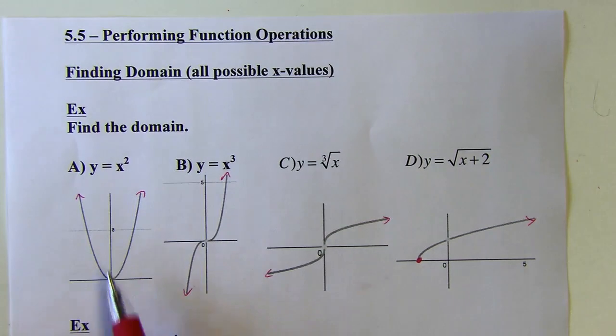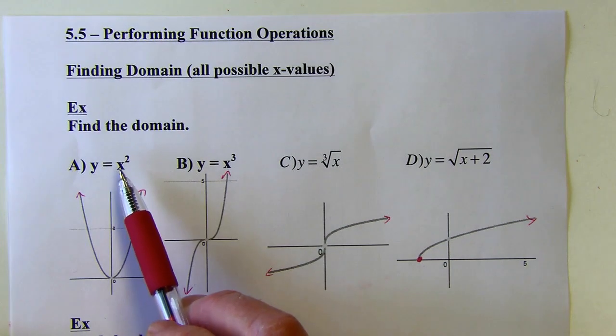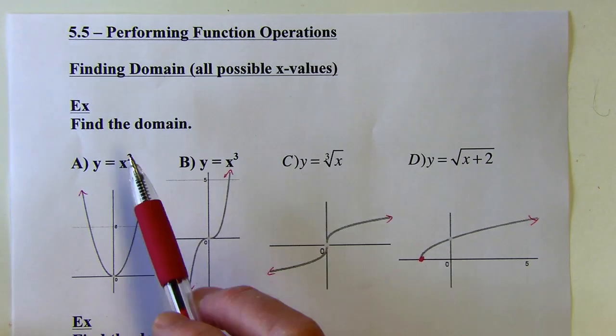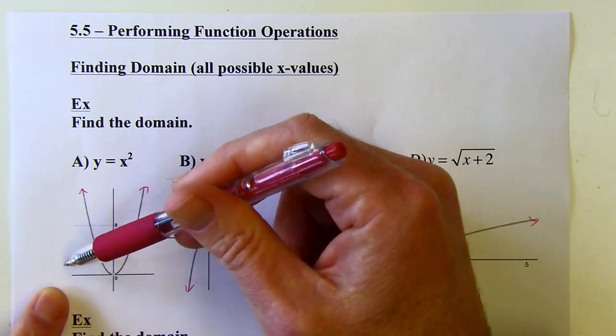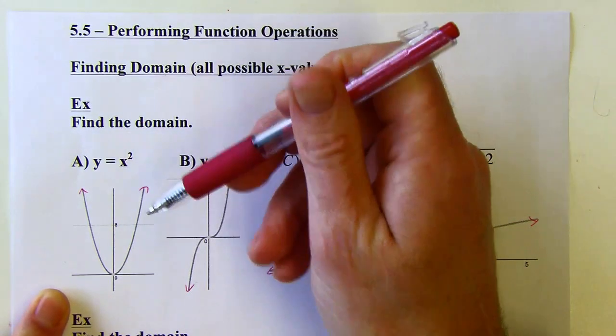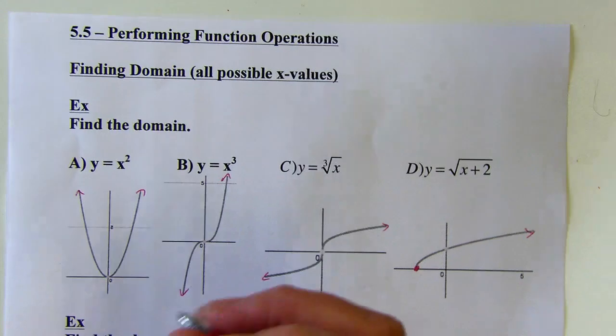So I could plug in anything I want for x. I could plug in 1,000,000 and I would get a y value out. I could go 1,000,000 to the right on the x and 1,000,000 to the left, and I could go more than that. So the domain here is all real numbers.